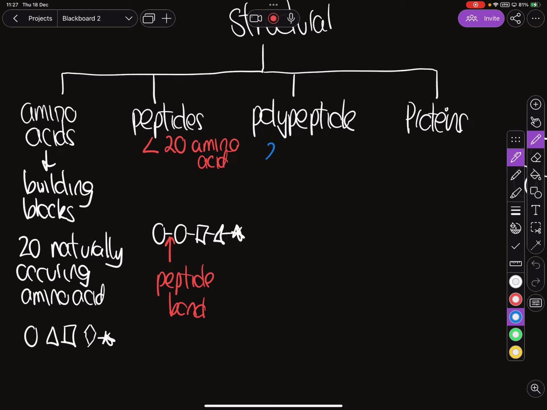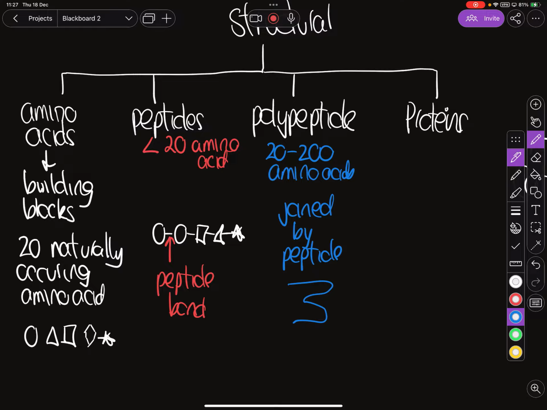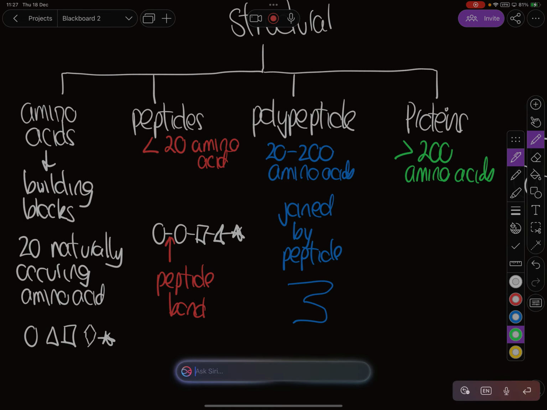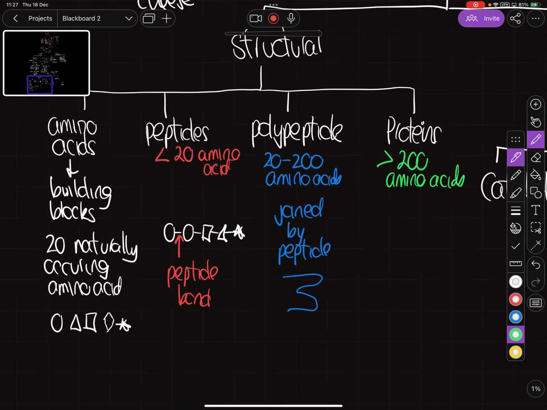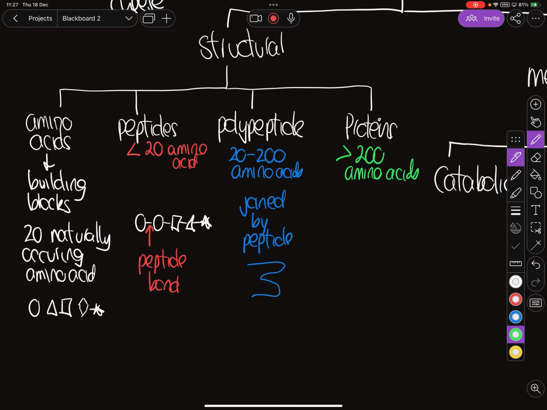If I'm a polypeptide, I will have between 20 and 200 amino acids to be called a polypeptide. And again, these guys are going to be joined together by this peptide bond. So obviously we're not going to draw them, but they will be like really big chains of loads and loads of amino acids. So proteins, the thing that we call proteins, to be a protein, you have to have greater than 200 amino acids. And there's 2 ways then that these proteins can arrange themselves. So again, they're going to be joined by a peptide bond.